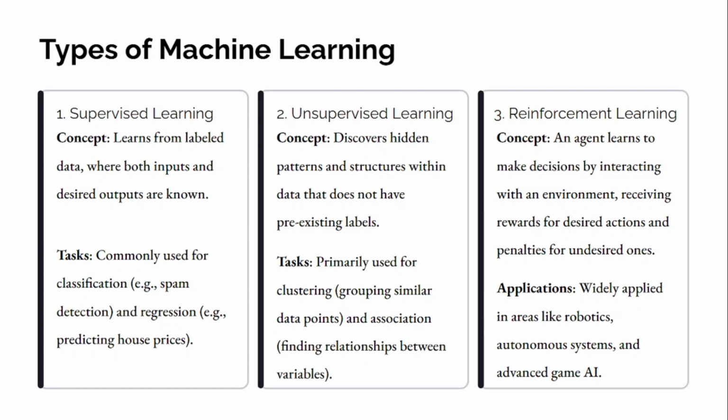Now, because of that, you can pass it a new image and say, okay, I've seen this before. They look very, very similar to A. That means this picture must be A. So that's just what unsupervised learning is. It discovers hidden patterns and structures within data that do not have pre-existing labels. It is primarily used for structuring and association.